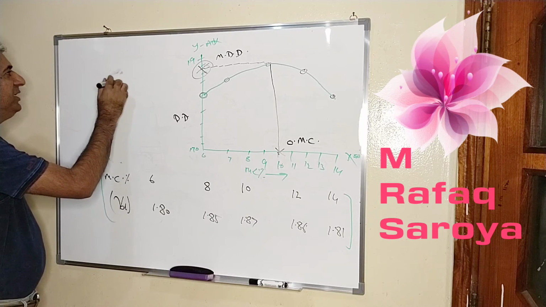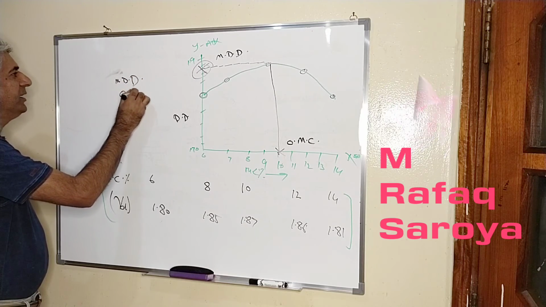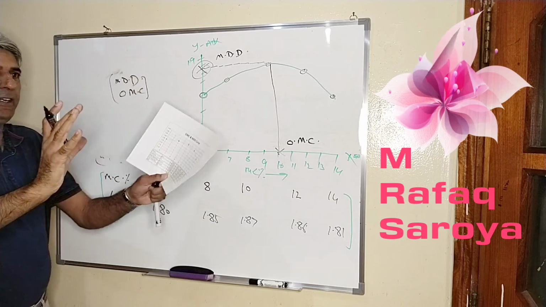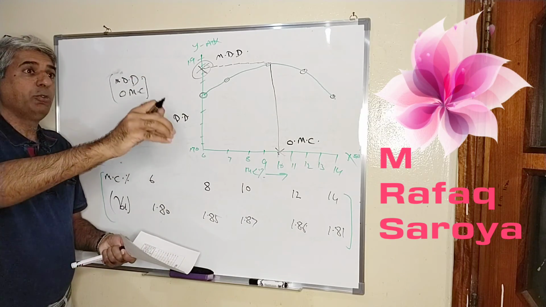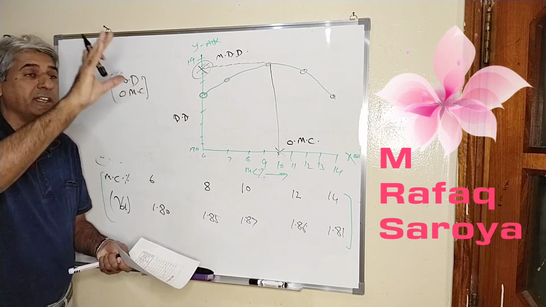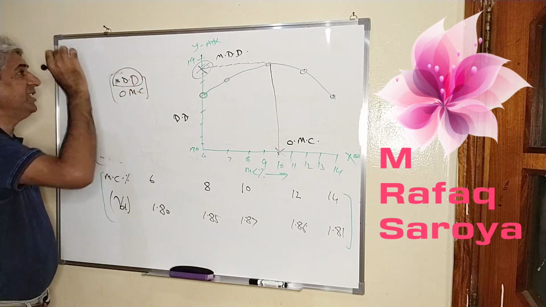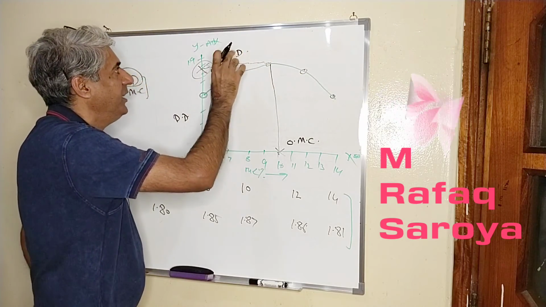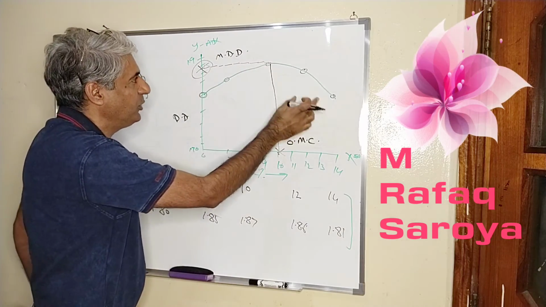So the determination of these two values, keep this in mind. Determination of MDD and OMC is very vital because this is our reference. With this reference, we are going to find out the density of the soil in the field after the compaction. That density is measured against this density. And this curve which we have plotted between the dry density and the moisture content is known as the Proctor curve.